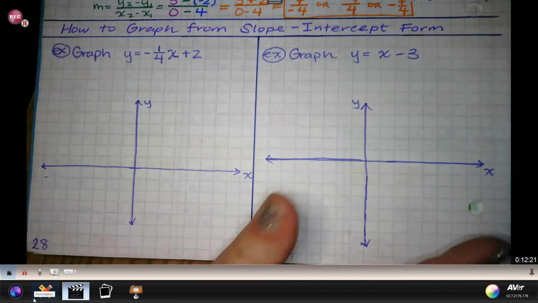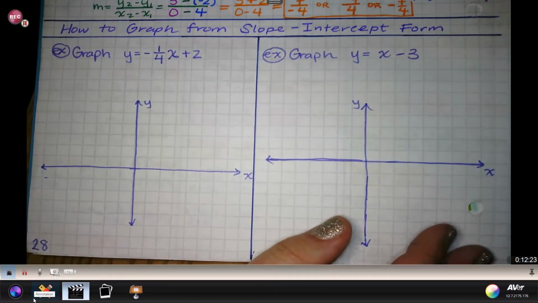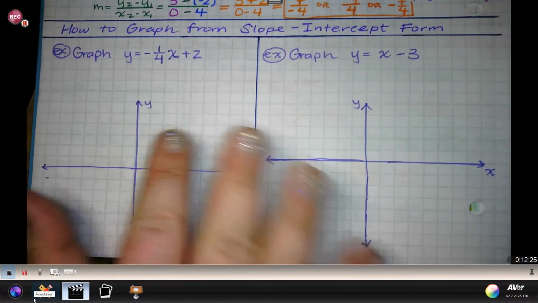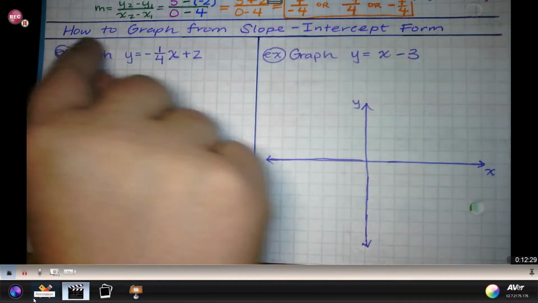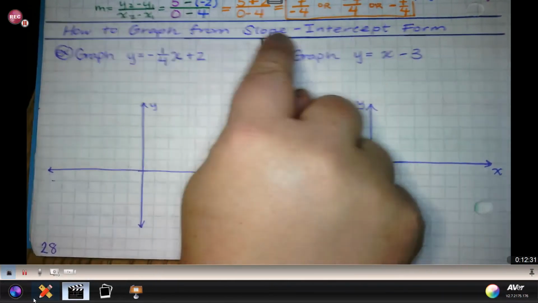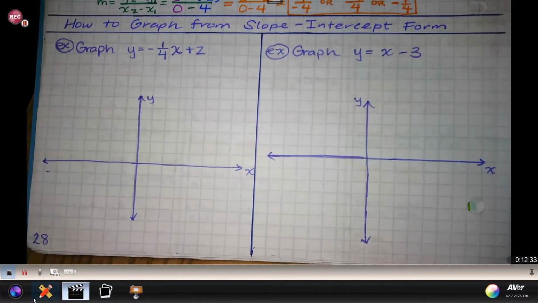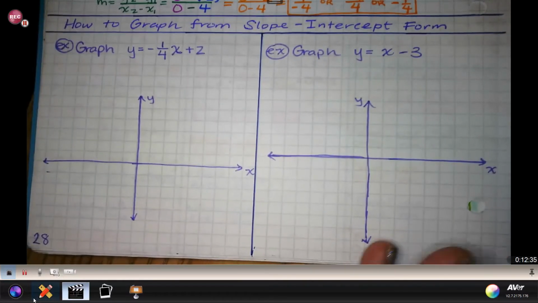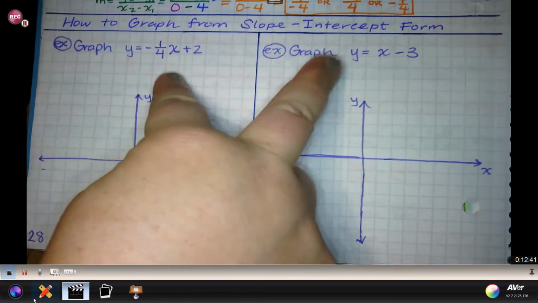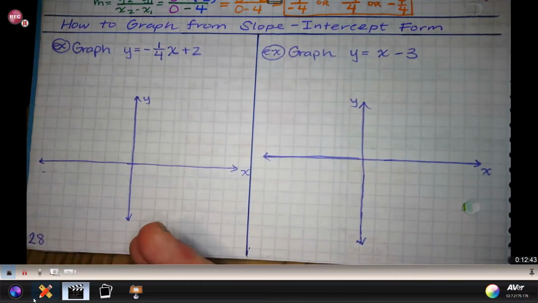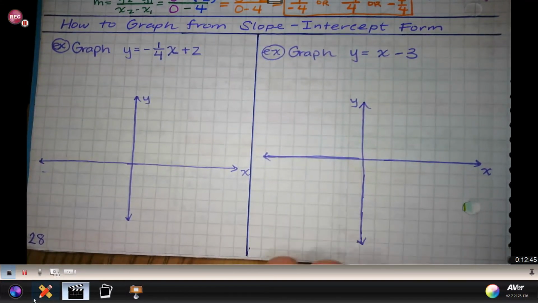Okay, so before we get into writing it on our own, I want to make connections to the graph because a lot of our explanations were connected to the graph. So it says how to graph from slope-intercept form. So normally what we've been doing is we've had a table and we had to plot the points and determine, oh, does that look like a line? Okay, great.